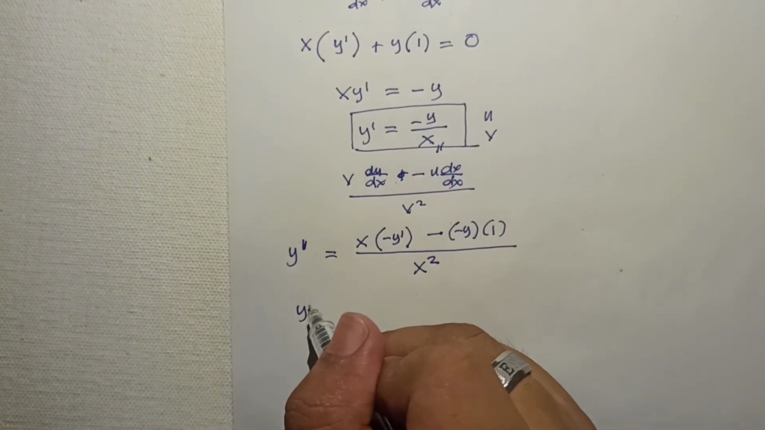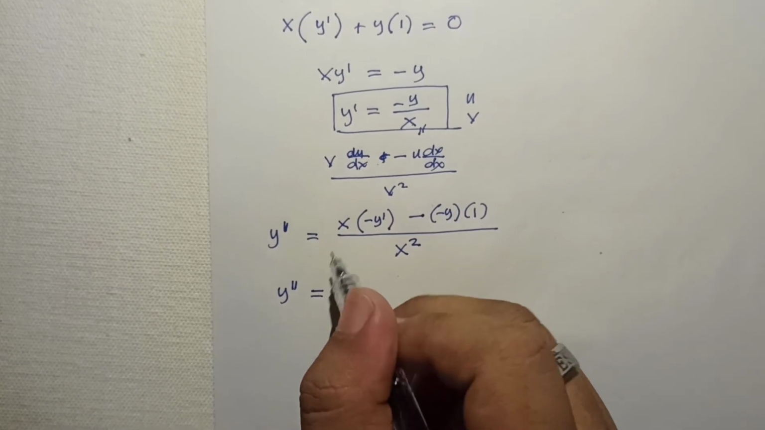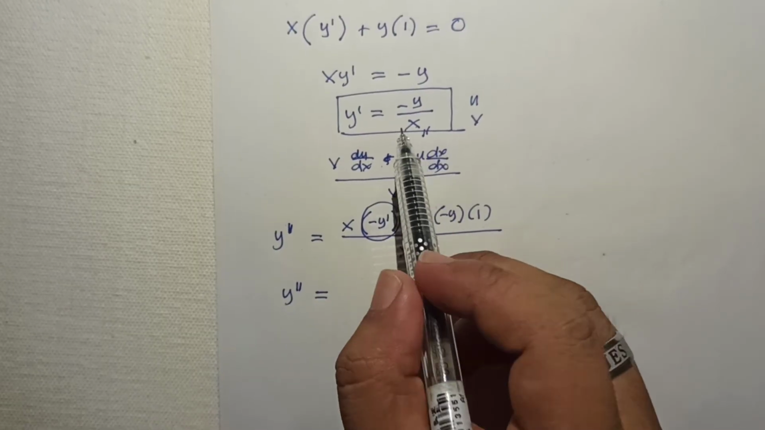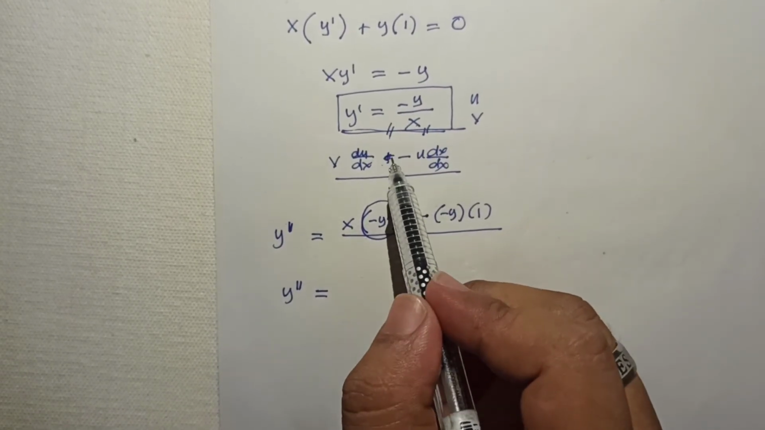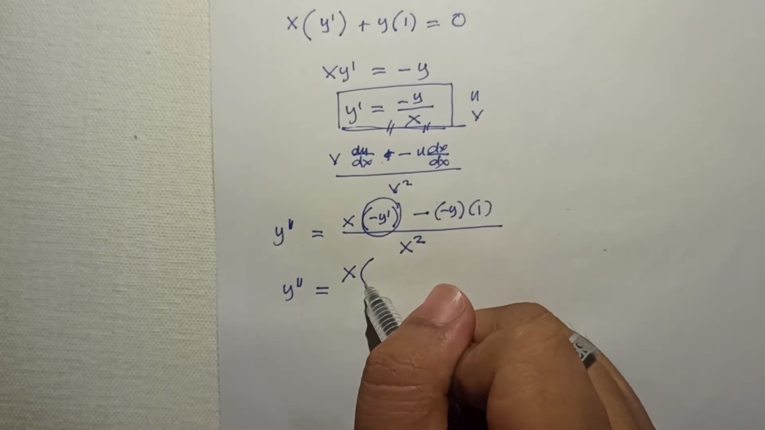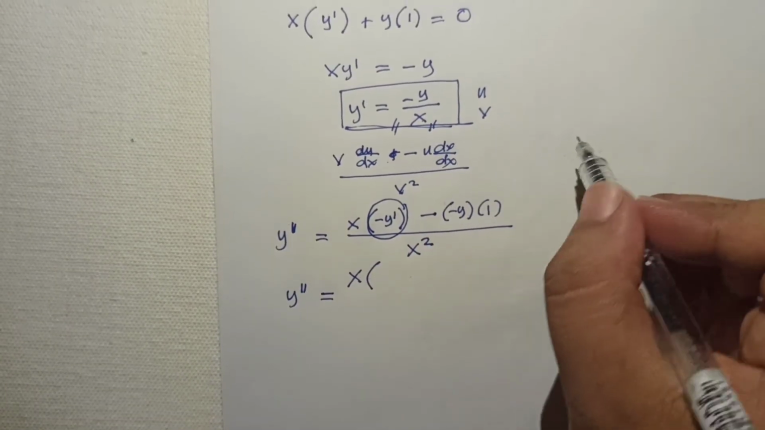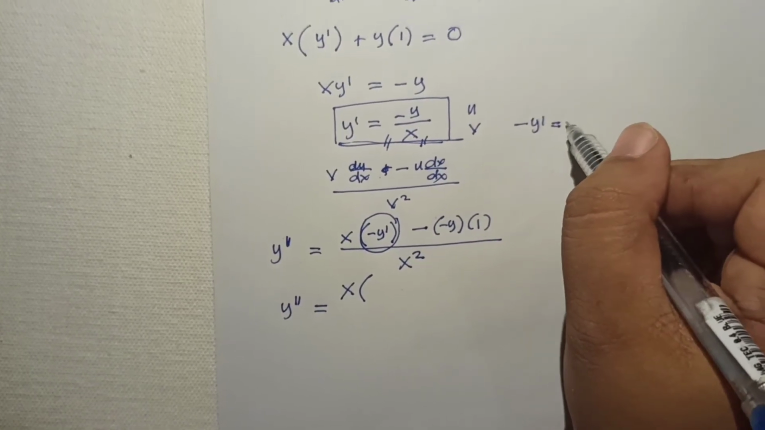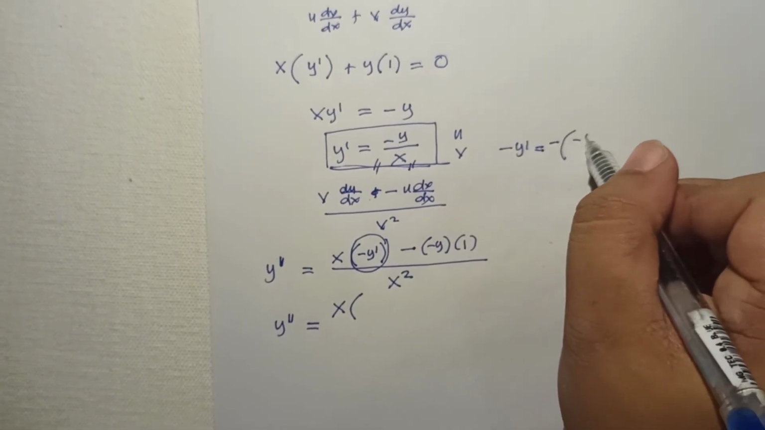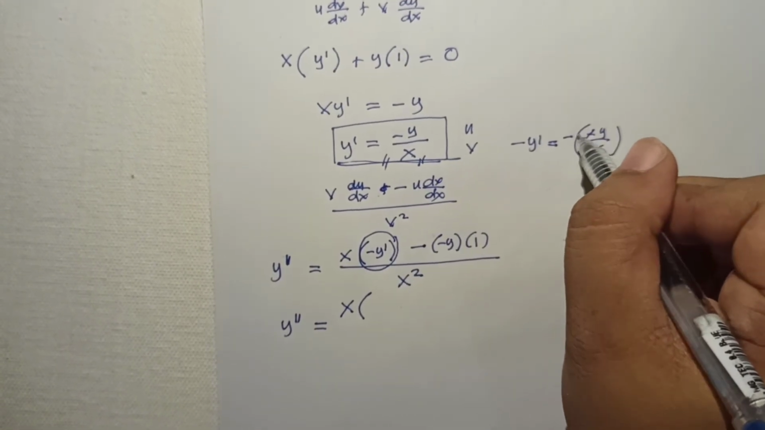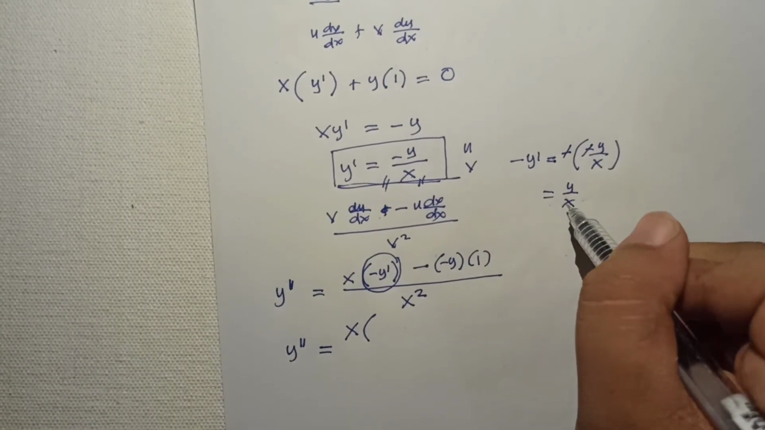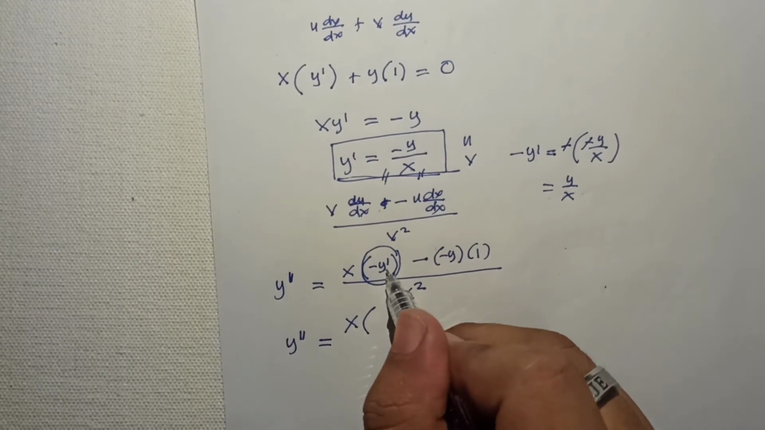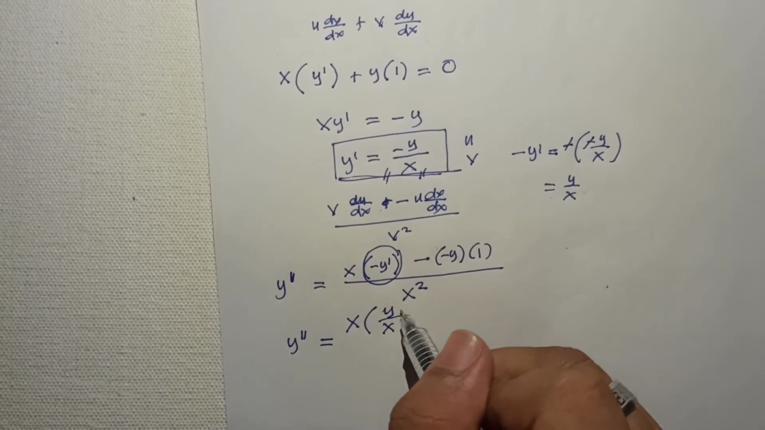Since we need to take the second derivative, we need to replace y prime here. So negative y prime is equal to this part, so we need to substitute. Since it's negative, negative y prime is equal to negative times negative y over x. So this will become y over x. So the result now says from here negative 1, negative y prime, that is y over x.